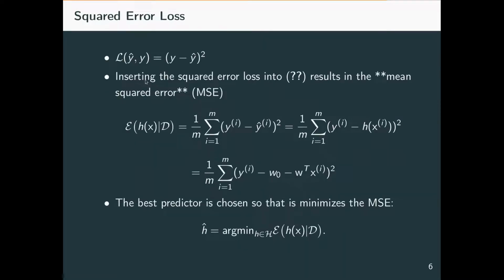Now we are going to talk about the squared error loss, which is probably the most commonly used loss function for regression problems. It's also the simplest one. It just takes the squared difference of the prediction and the true label.